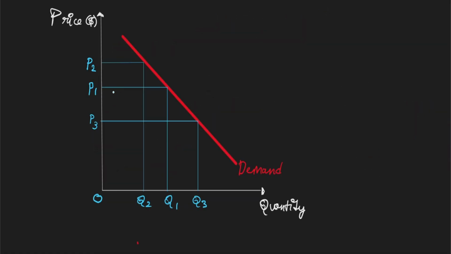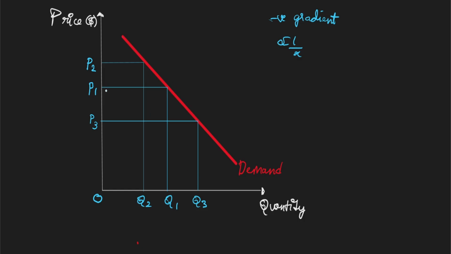So this is how a typical demand curve looks. You'll see that it has a negative gradient because remember the law of demand, that price and quantity demanded share an inverse relationship, right? So it's going to have a negative gradient.